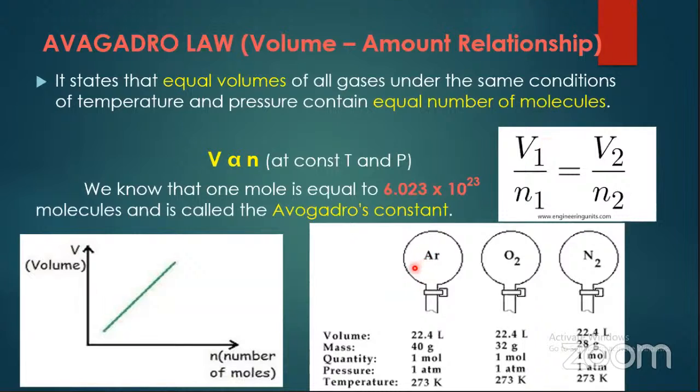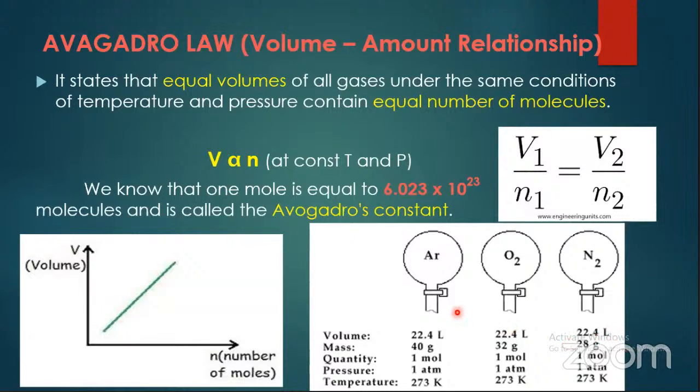Very simple. Coming here, argon, oxygen and nitrogen: three different gases are taken at 1 atmosphere pressure and 273 Kelvin. Understood? The same temperature and pressure is maintained. How many moles of gas are taken? 1 mole of gas is also the same for all three gases. 1 mole means 6.023 into 10 to the power 23 molecules of gas. Then see the volume. All three gases are occupying 22.4 liters only.